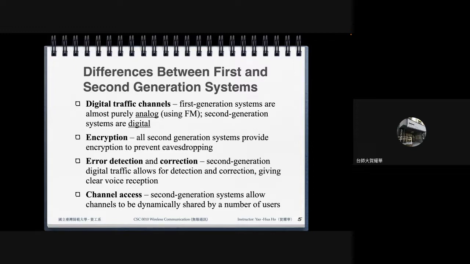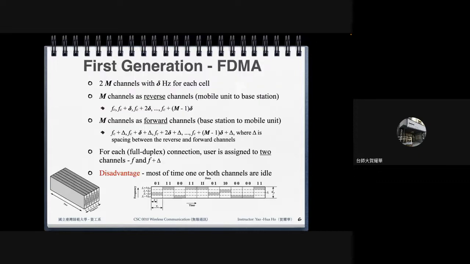It's possible to have error detection and error correction on the second generation traffic. And also the channel access on the second generation allows the channel to be dynamically shared by a number of users using time division, okay?